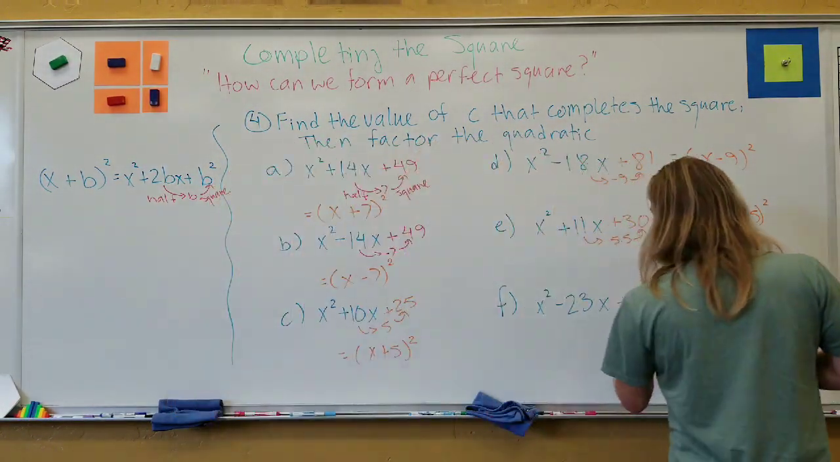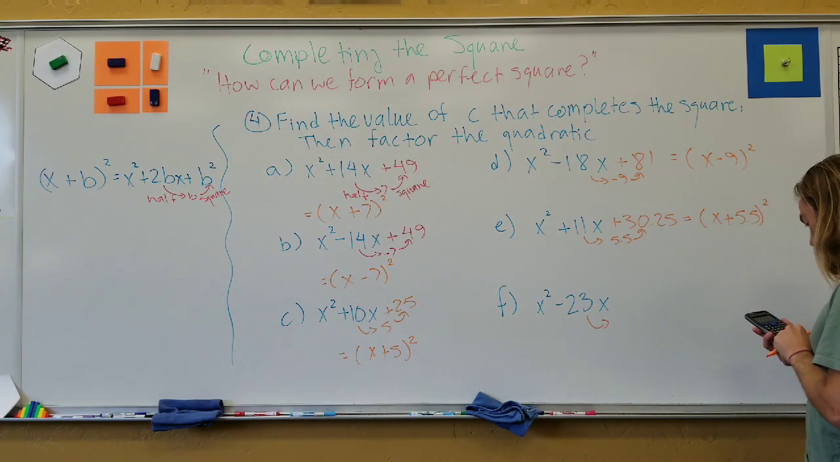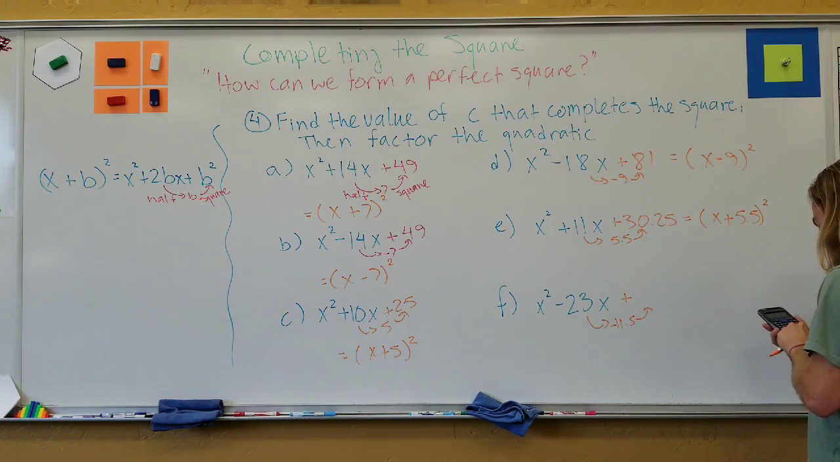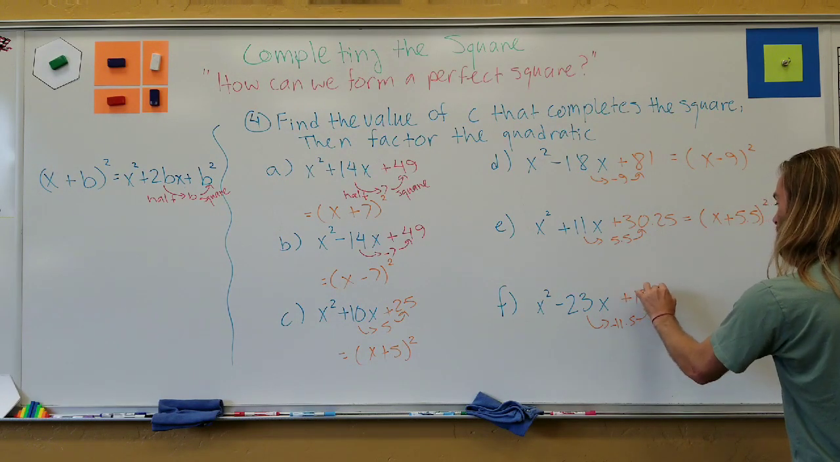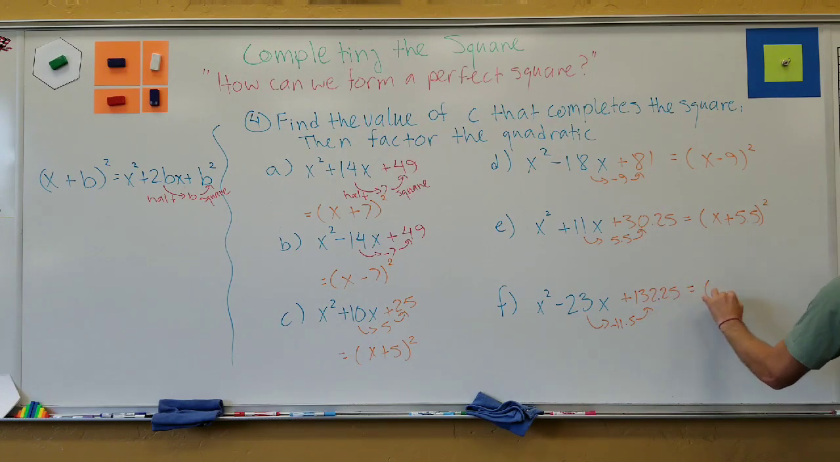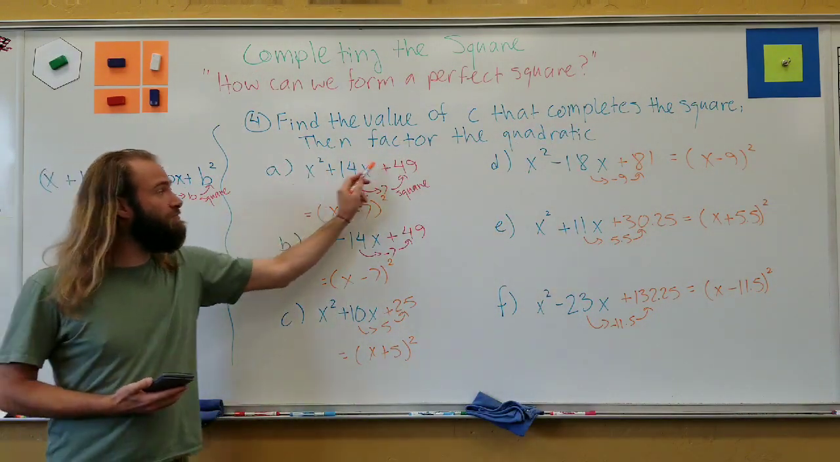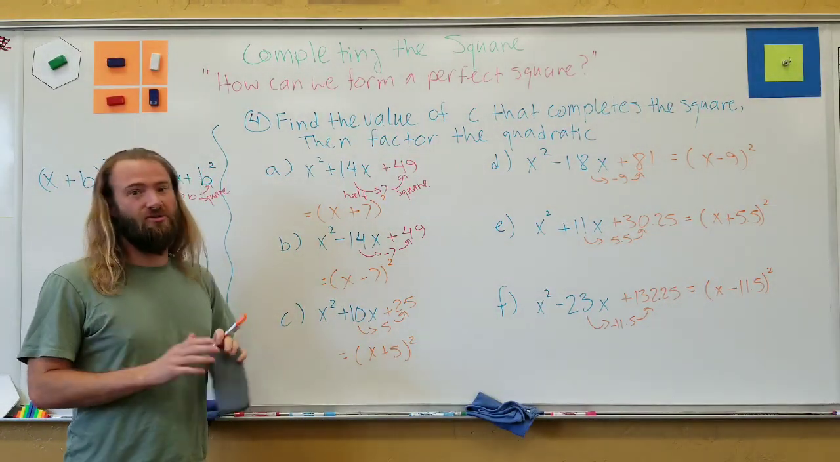And the same thing goes here. We're going to do our half. Half of 23 is 11.5, negative 11.5. And squared is going to be 132.25. And this is then going to factor to x minus 11.5 all squared. So if you have down how to actually complete a square and turn it into a perfect square, then we're ready to solve the equations.